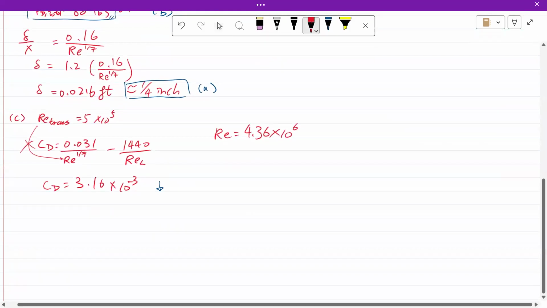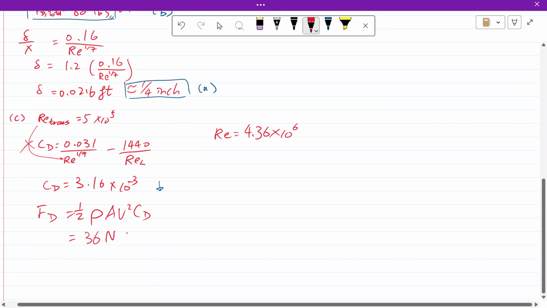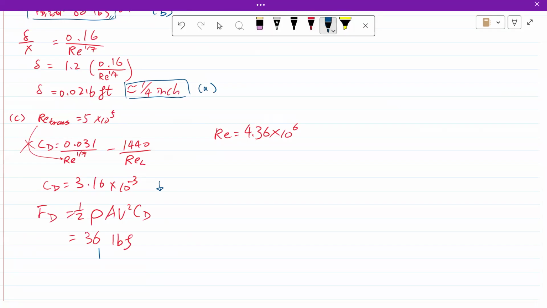Plugging it in, that's going to give us an FD of half rho A V squared CD equals 36. Oops, not Newton, pound force. Again, multiplied by 2. Don't forget about that. That gives us 72.4 pound force, FD total. Voila. There goes part C.